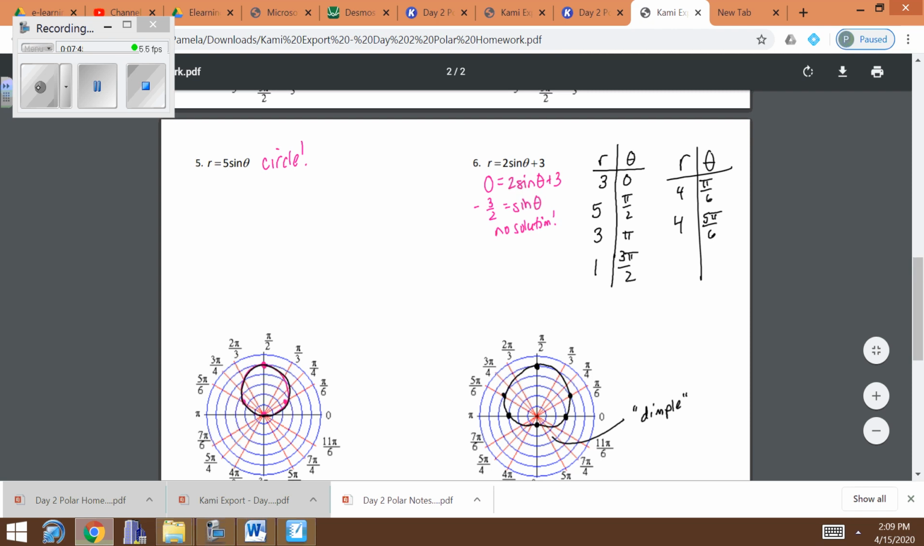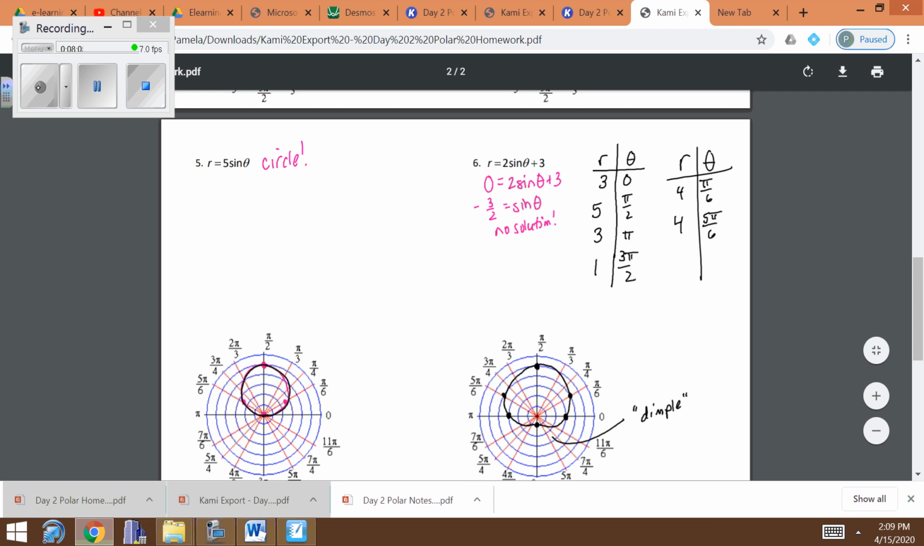sine, there is no place where the sine is negative 3 over 2. It's only between negative 1 and positive 1. So I knew again that this was going to either be like the dimpled or the flat-sided one right there, called the convex, I believe, on that one. So again, that can kind of help us determine that a little bit.